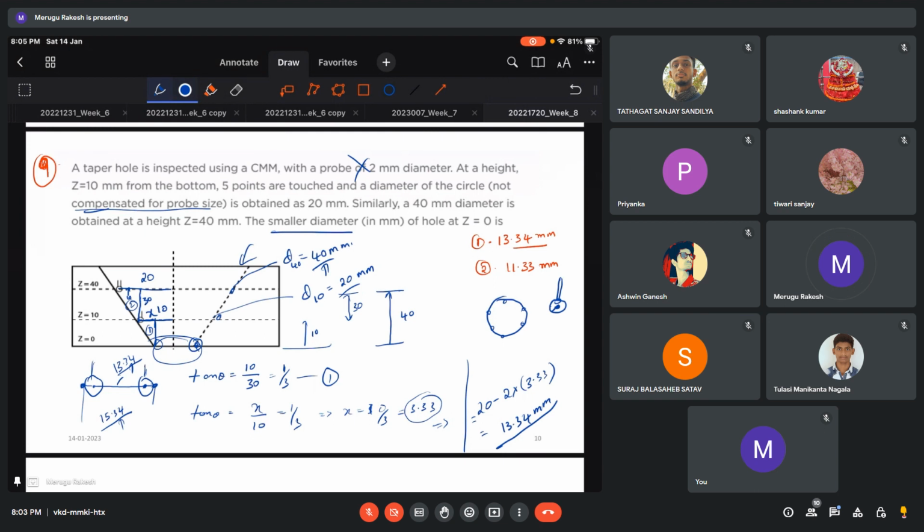Yeah. I thought that the above values, 20 mm and 40 mm, were given without compensation, but they want the smaller diameter, meaning the exact diameter from us. Okay, it is not explicitly mentioned in the question, so you don't have to worry, because while measuring, you will follow only one method.